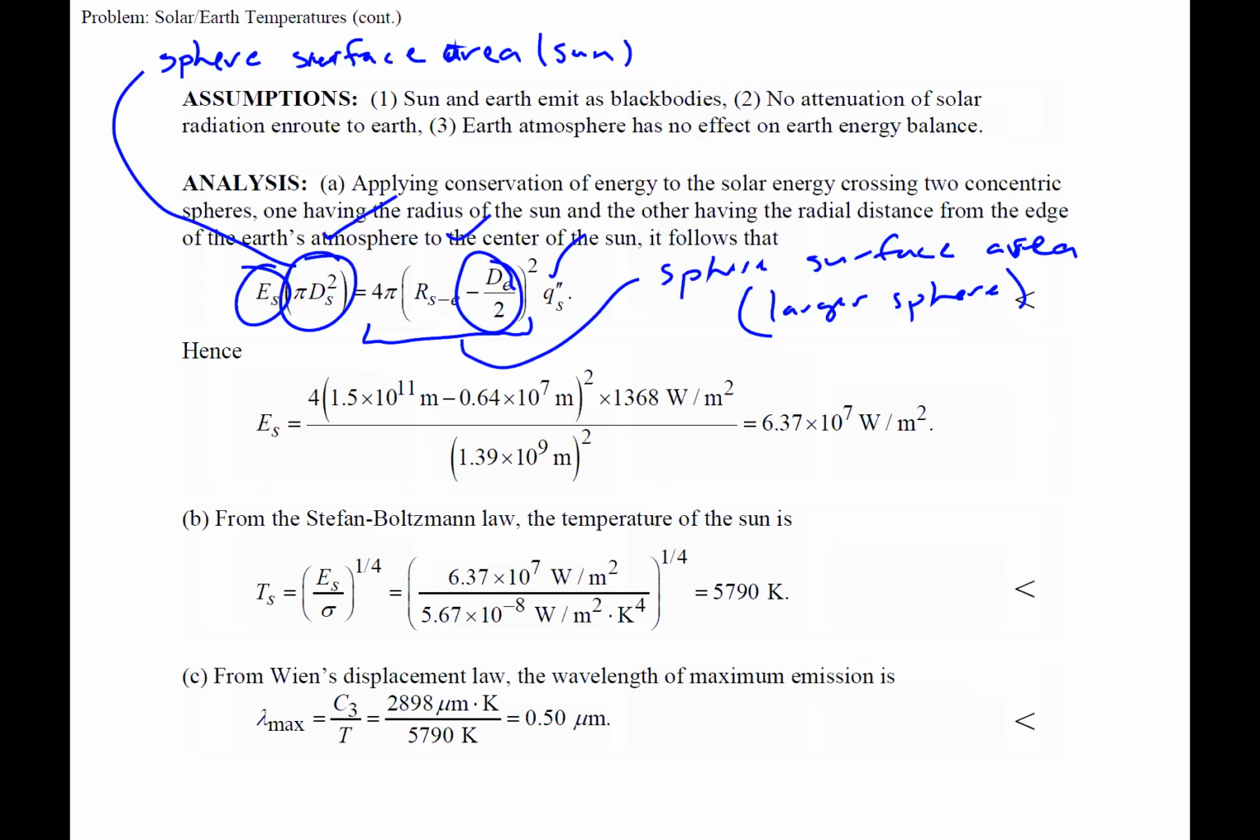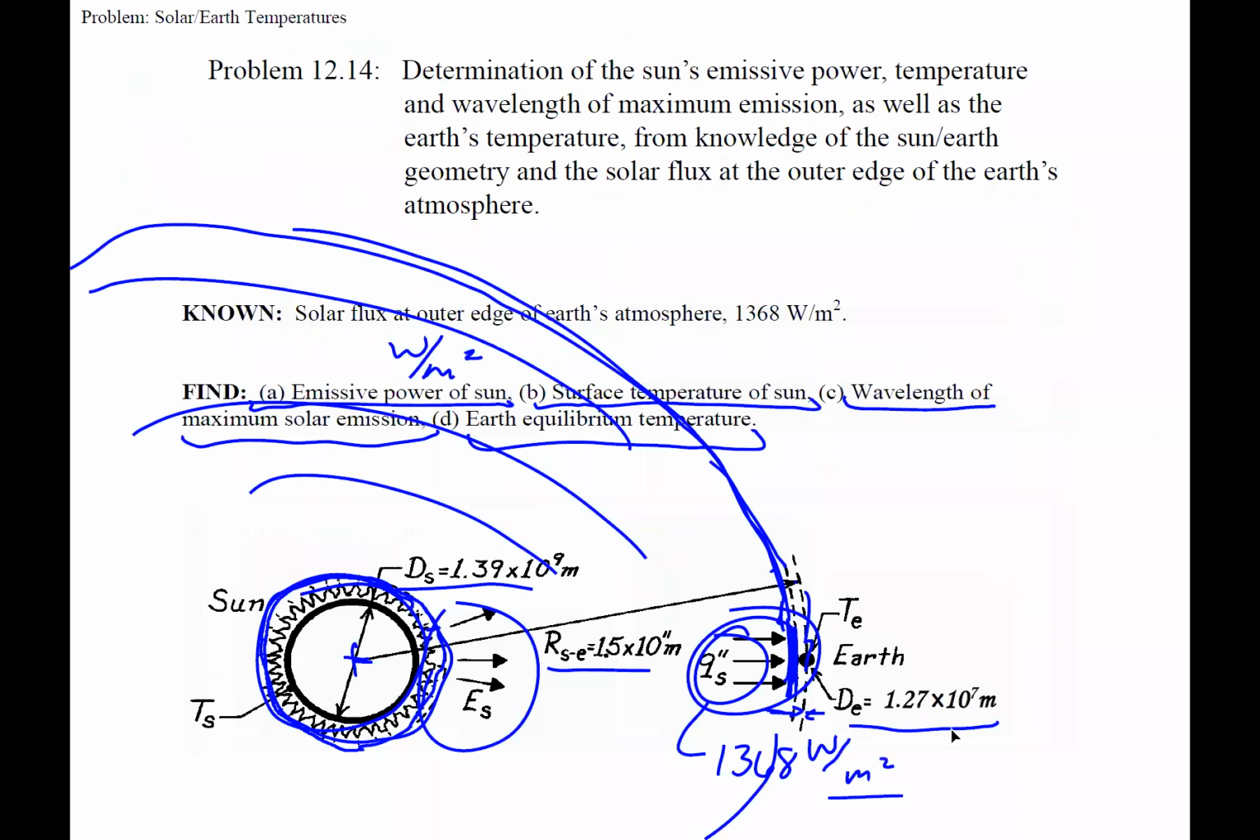and so then we can calculate what that emissive power per meter squared of the sun is, and we get this value. Okay, so it's very much higher. We have here 1368, which is about 10 to the third, right? And this is 10 to the seventh, and that's all because that surface area is getting bigger and bigger as it's projecting out. Okay, so at the sun, it has that emissive power, the surface of the sun. That's part A.